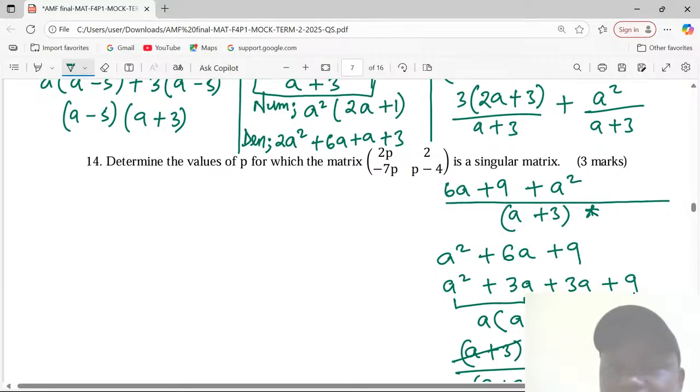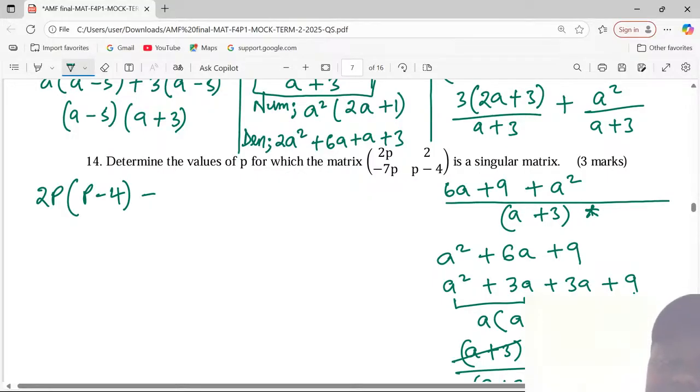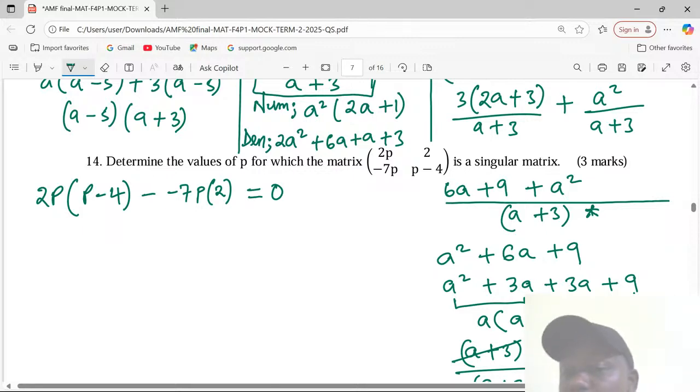So the value of P shall be, we express the determinant first. Product of the elements in the leading diagonal or the main diagonal, 2P multiplied by P minus 4, minus the product of the elements in the other diagonal, so negative 7P times 2. This is the determinant, and it's supposed to be equal to 0 for a singular matrix.